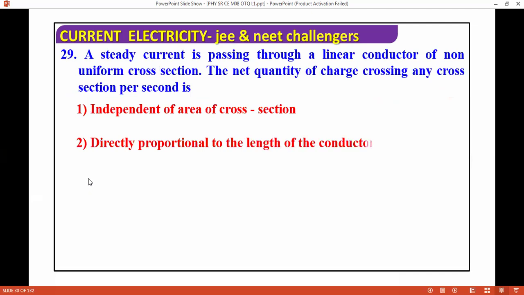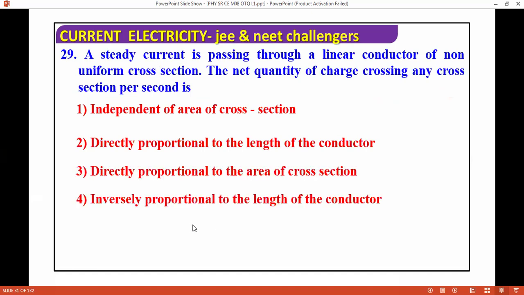Steady current passing through a linear conductor of non-uniform cross section. The net quantity of charge crossing any cross section. I already did this question. You can do it, it is independent of area of cross section. Next, we are moving to the next question.